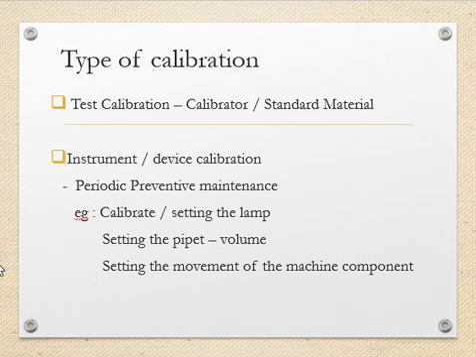So there are two types of calibration actually. One is the test calibration that I have mentioned and discussed with you just now, where we use calibrator or standard material. Another calibration is for instrument or device calibration. It is done during periodic preventive maintenance. For example, when we calibrate or set the lamp, when we set the pipette of the analyzer to set the volume, or when we do the setting of the movement of the machine components.